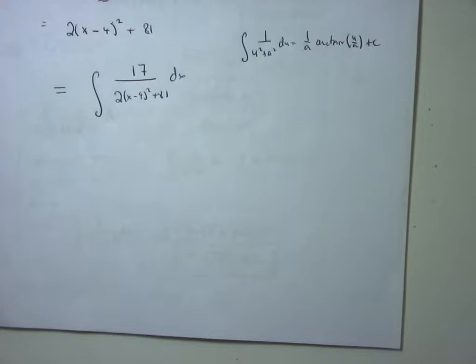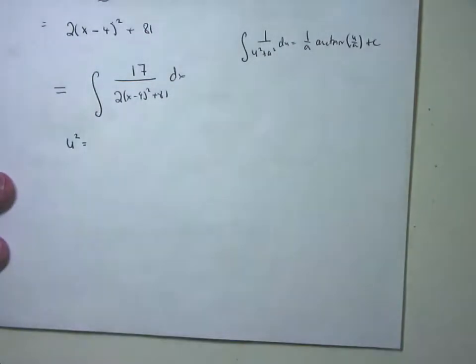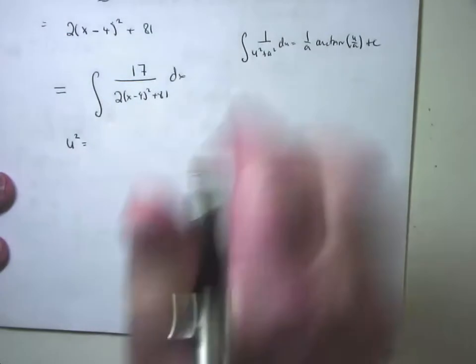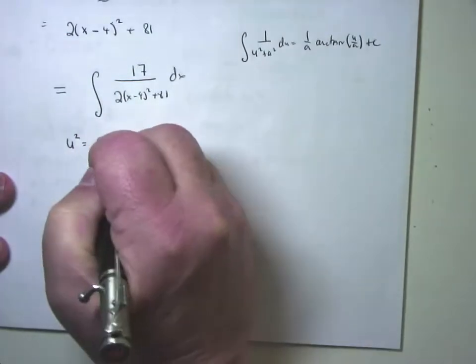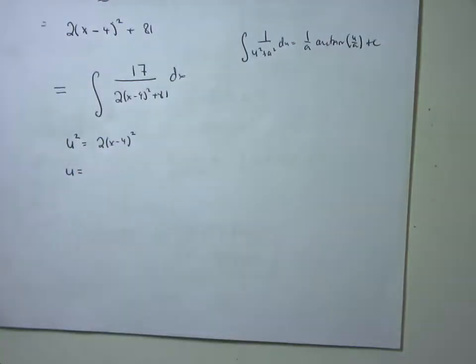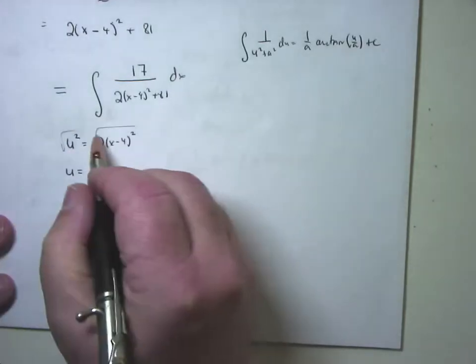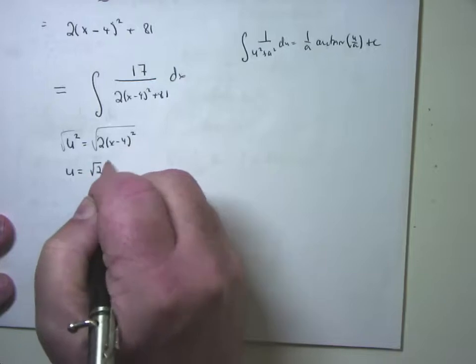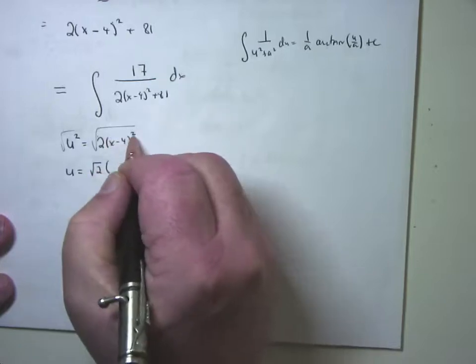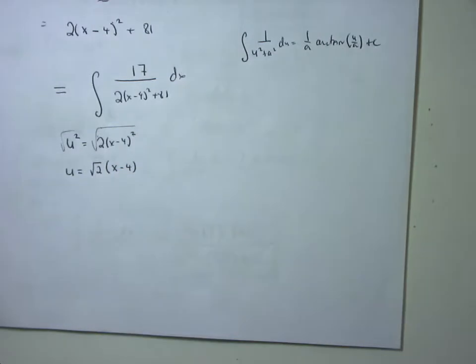But here's the deal. To do this, you start with u squared. This is a u substitution aspect, but the formula has a u squared. The u squared is going to be 2 times x minus 4 squared. Then you've got to find u, because this is u substitution. Well, how do I get u out of u squared? I've got to take the square root. And then that's going to give me the square root of 2 times, but the square root of x minus 4 squared, the square and the square root cancel, you're still left with x minus 4. Does that make sense? But you got that square root of 2 constant out front.